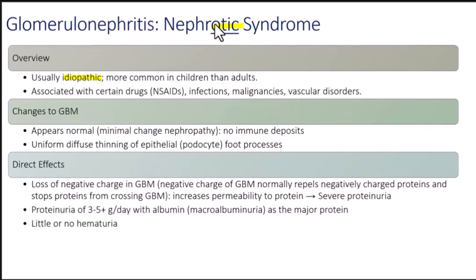But with nephrotic syndrome, we don't see the immune deposits. So the glomerular basement membrane really appears rather normal. But what we do see is thinning, uniform diffuse thinning of epithelial foot processes that are found as part of the glomerulus. These are called podocytes. Podocytes that have these little pedicels that are feet.